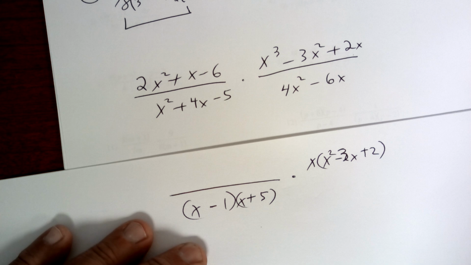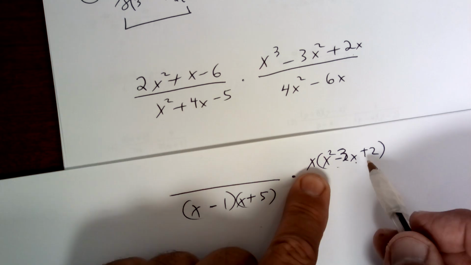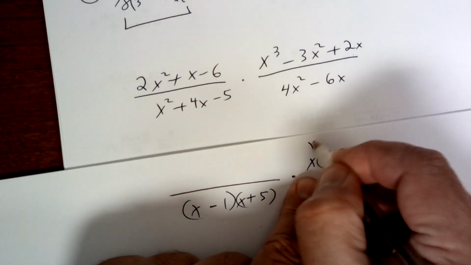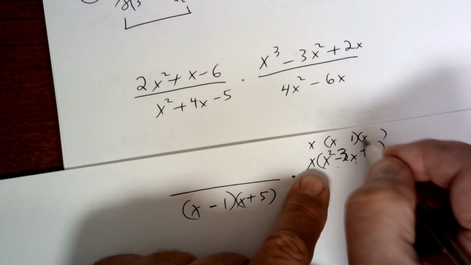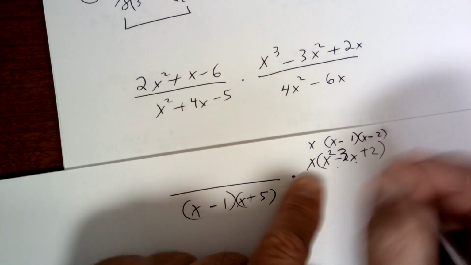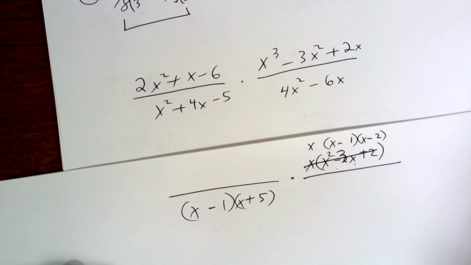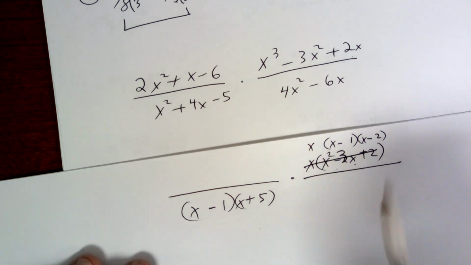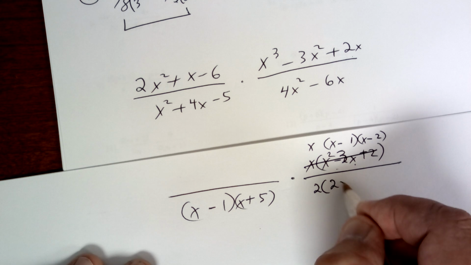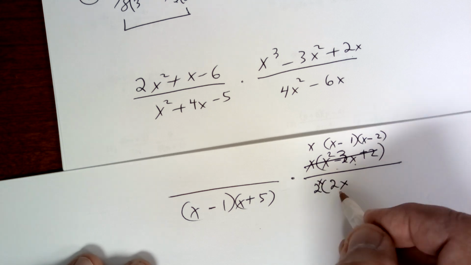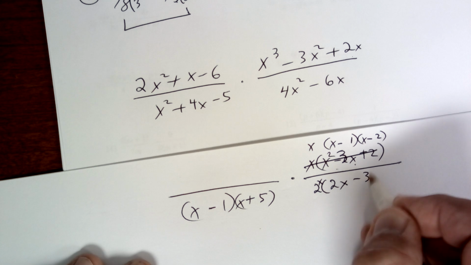And then this one right here factors further. So this is going to be x, and then it's going to factor into an x, a 1, an x, and a 2, and 2 negatives. So you've got to factor it all the way. This one right here, you can take out a 2x, and when you do, you're going to get 2x minus 3, I think it is.